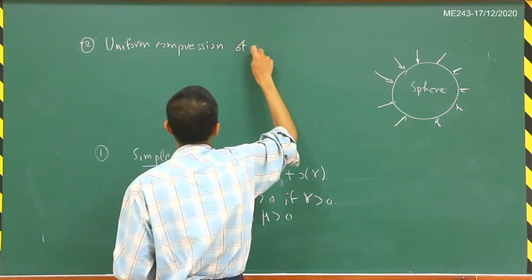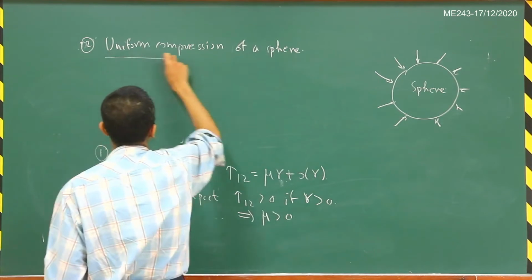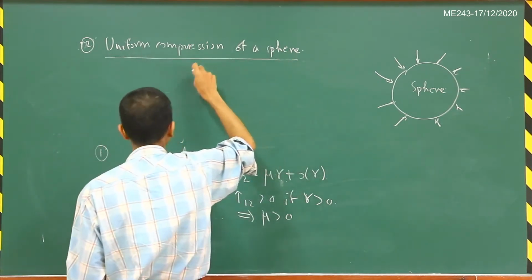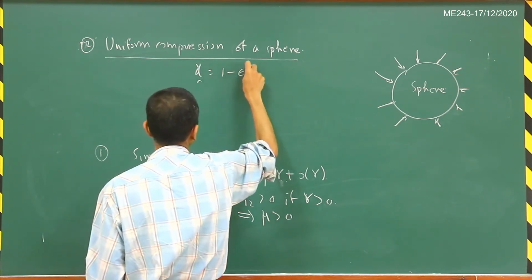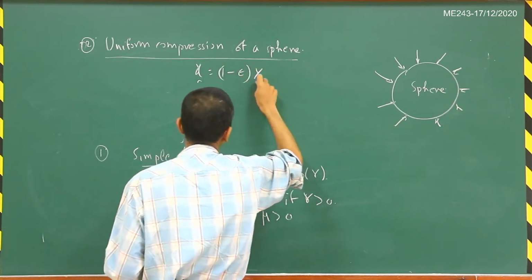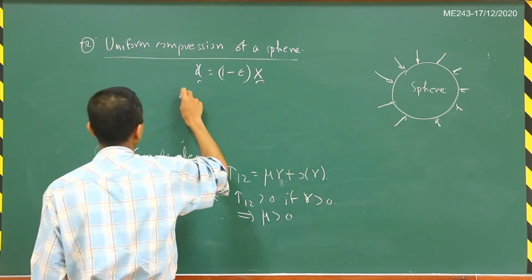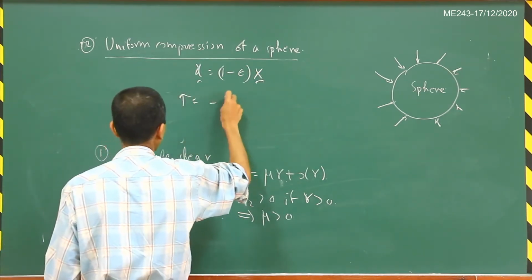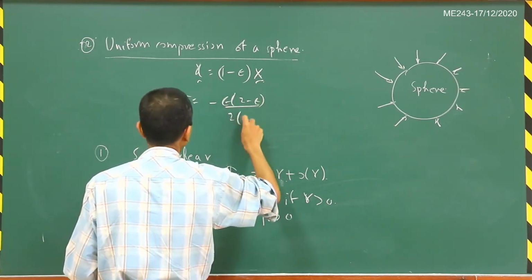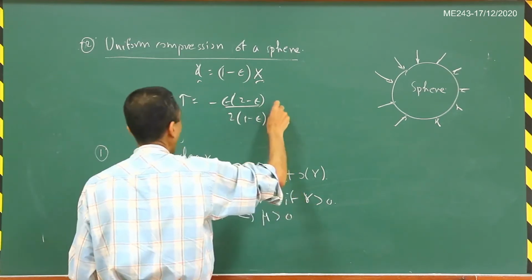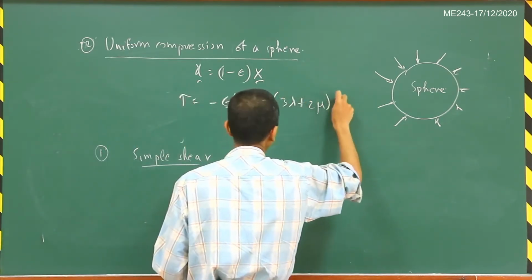Okay. So in this particular case, your mapping chi is equal to 1 minus epsilon times x. Right? So this is the mapping, and then in this case, you will get that tau, the Cauchy stress, is minus epsilon times 2 minus epsilon divided by 2 into 1 minus epsilon times 3 lambda plus 2 mu times identity.